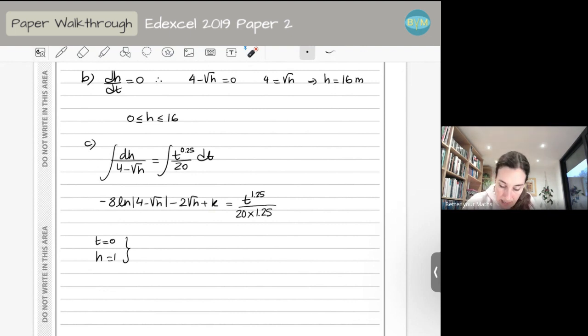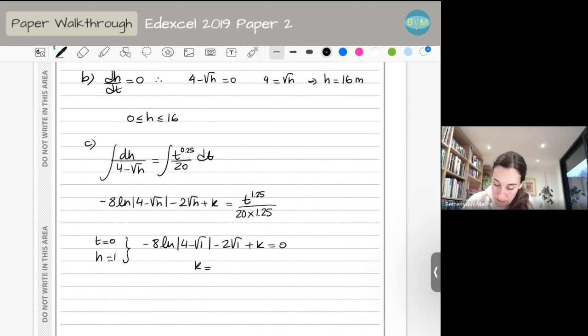So we are going to substitute that here to find k, but we really don't need a nice expression, just the expression. So I have minus 8 ln(4 minus root h). When h is 1, it's just going to be 1, minus 2 root 1 plus k is going to be 0, because t is 0. So that means that k is 2 plus 8 ln(4 minus 1), ln 3. That's the constant of integration. With that, I am able to find anything that they ask me because I already have the expression.